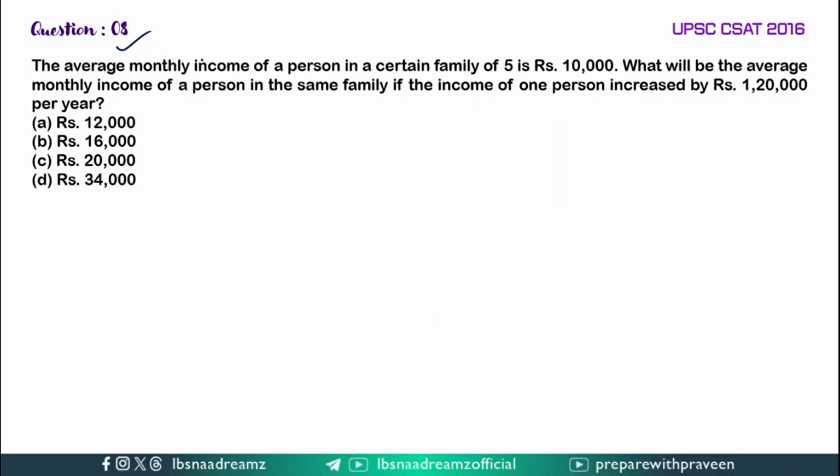Question 8. The average monthly income of a person in a certain family of 5 is rupees 10,000. What will be the average monthly income of a person in the same family if the income of one person increased by rupees 1,20,000 per year? Here also we can take persons as x: x1 plus x2 plus x3 plus x4 plus x5 divided by 5 is equal to 10,000.